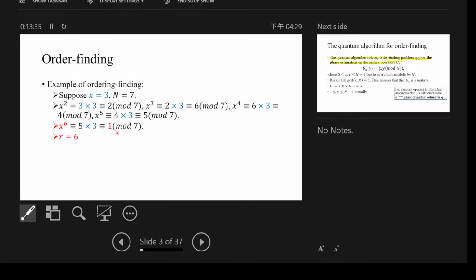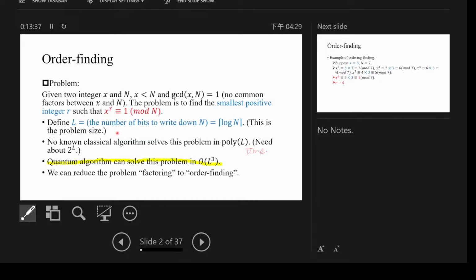Now you actually need some mathematics. The mathematics here is that r always exists if x and n have GCD equal to 1. It's not too hard to show, but here we just say r will exist if this condition holds. So for every such x and n you can find this r.